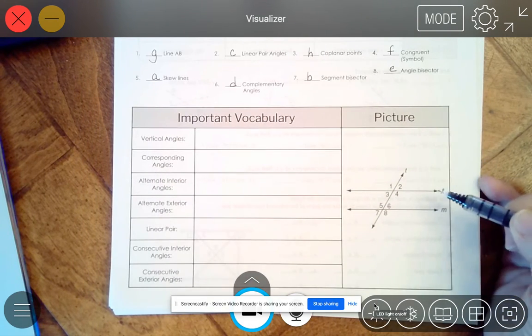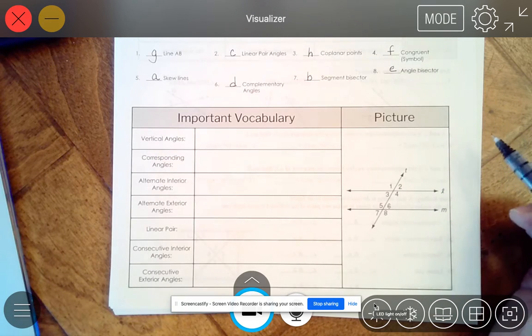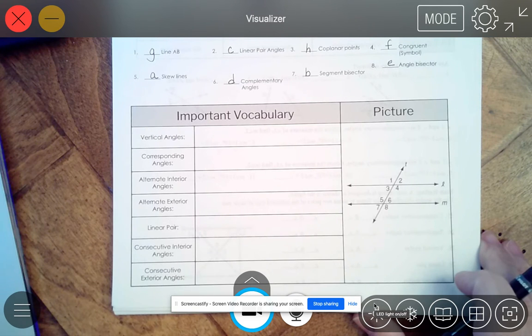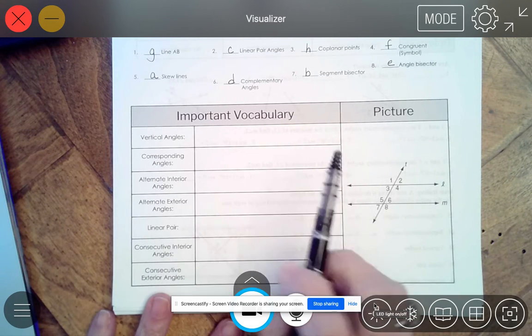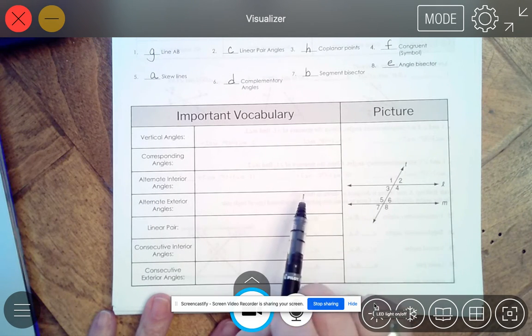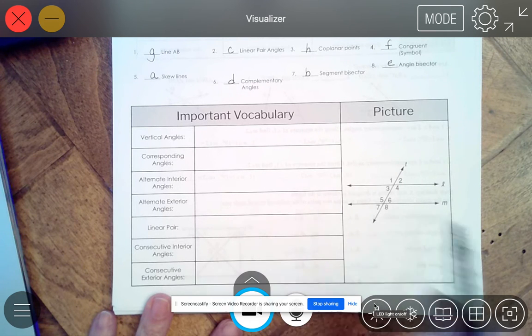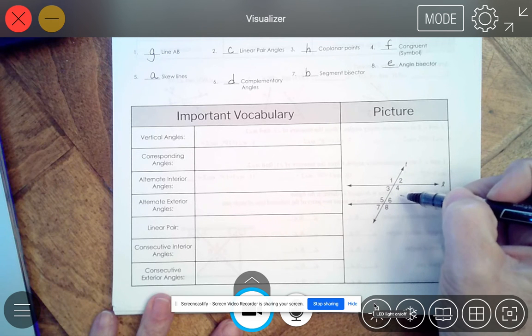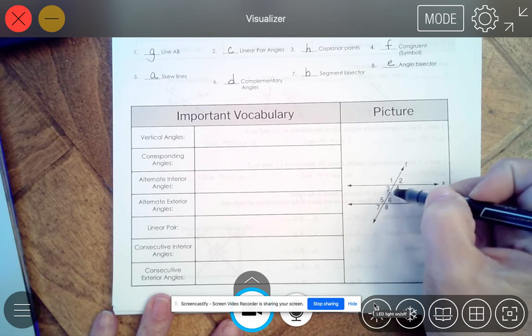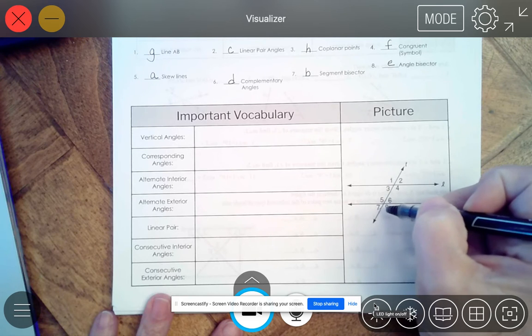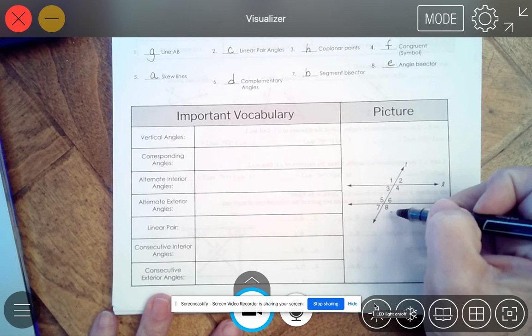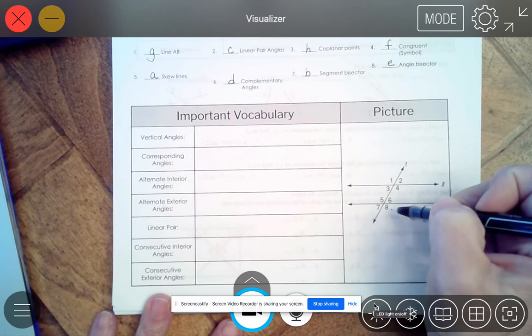I have a picture over here, and we're talking about different types of angles at this point. Okay, vertical angles are angles that are opposite when two lines cross. So, for example, 1 and 4, those are vertical angles. 2 and 3 are vertical angles. 6 and 7 are vertical angles. 5 and 8 are vertical angles. Okay, angles that are opposite when two lines cross.